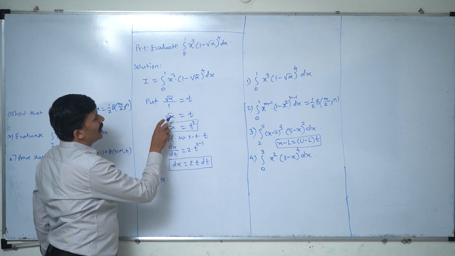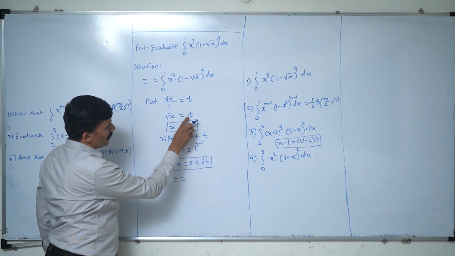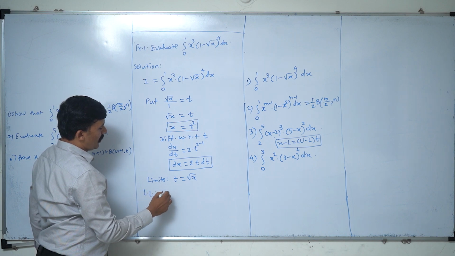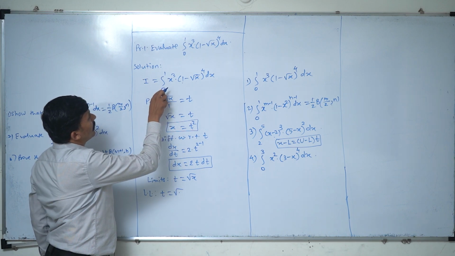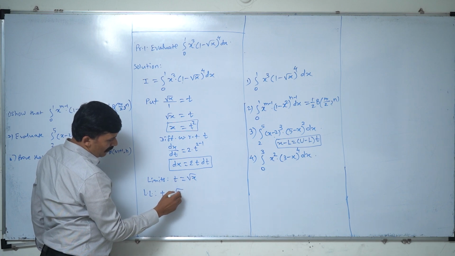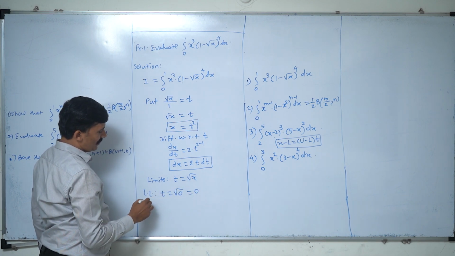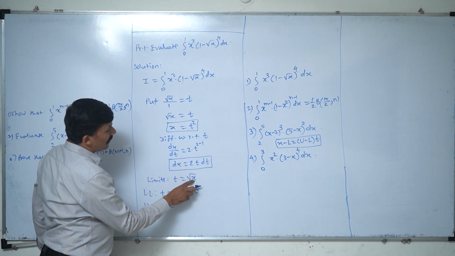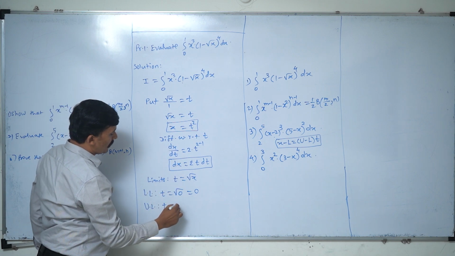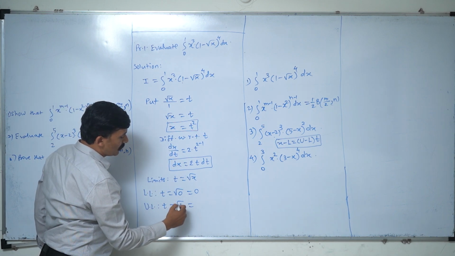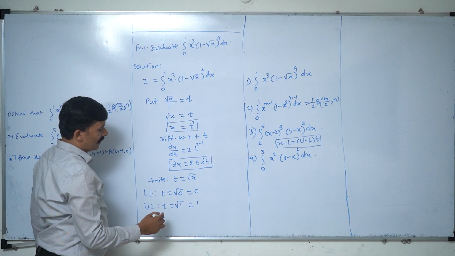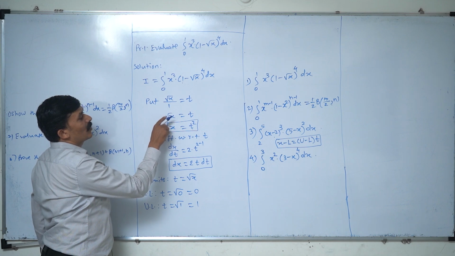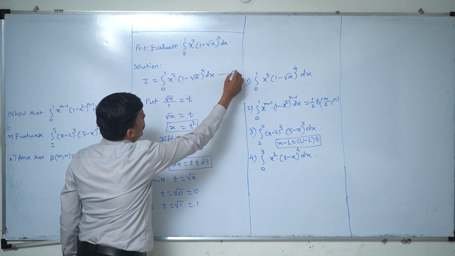Using the relation between t and x, you can find limits. So t equals to root x. Lower limit t equals to, what is the lower limit of x? 0. So replace this x by 0. Square root of 0 is 0. Upper limit t equals to, replace this x by the upper limit. What is the upper limit of the given integral? 1. So square root of 1 is 1. Then substitute this lower limit, upper limit, dx, x and root x in equation 1.